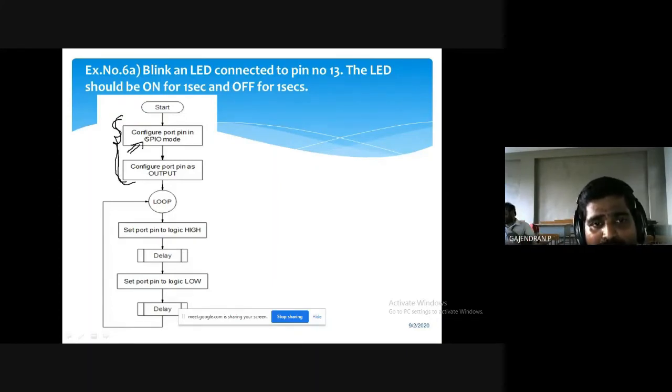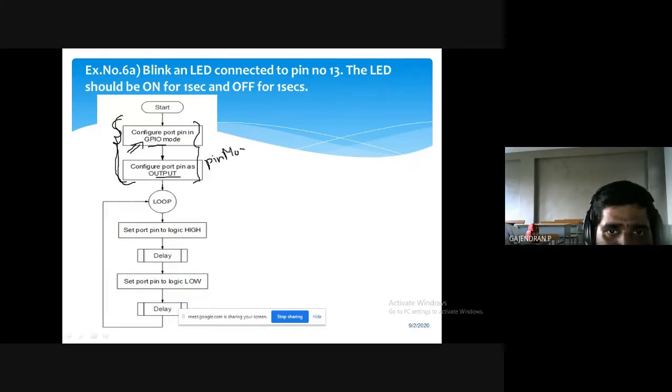See, in Arduino, we do the two actions, GPIO mode and output, together, both using the same syntax. Can anyone tell what is the syntax I need to use for this? GPIO mode and output. Pin mode, isn't it? Pin mode, followed by the pin number and output that you need to write.